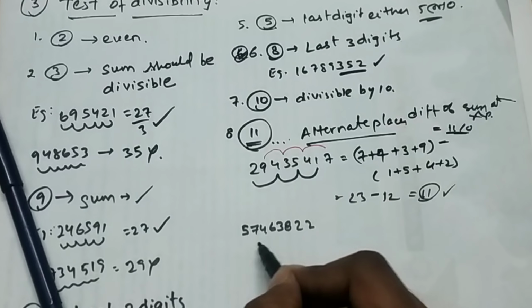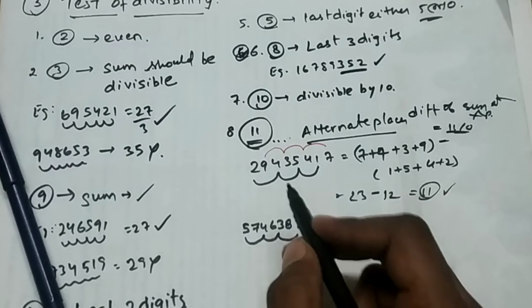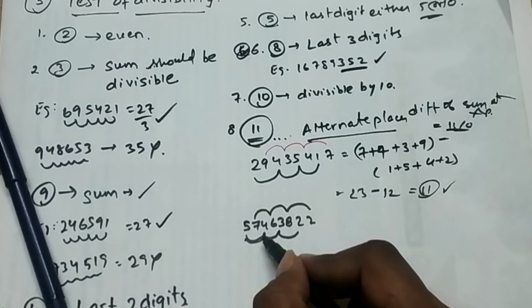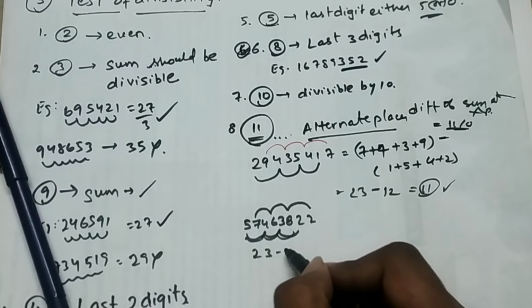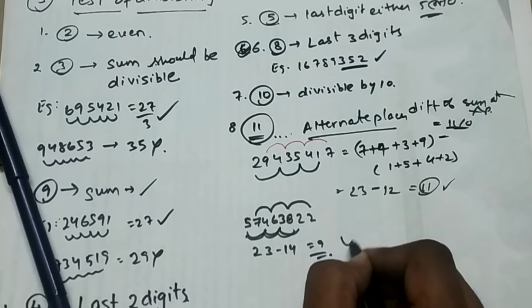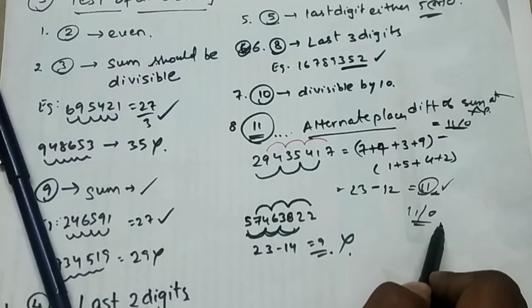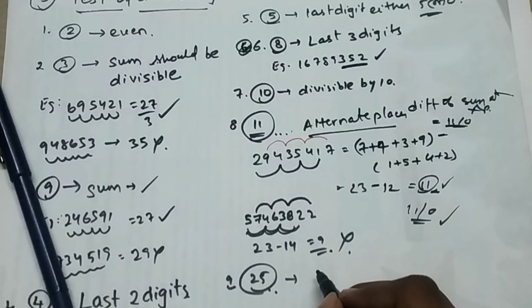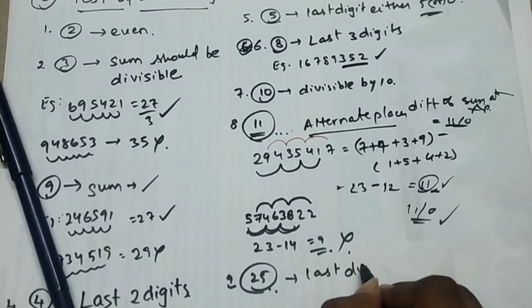Let us see 5, 7, 4, 6, 3, 8, 2, 2. Let us take the alternate positions and add. So it will be 23 minus 14, which is equal to 9. 9 is not divisible by 11, so the number is not divisible. Now let us see 25. The last digits should be either 25 or 00.